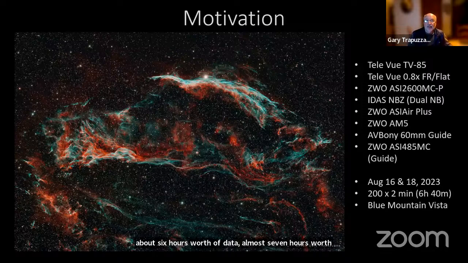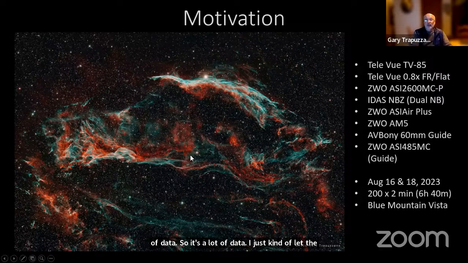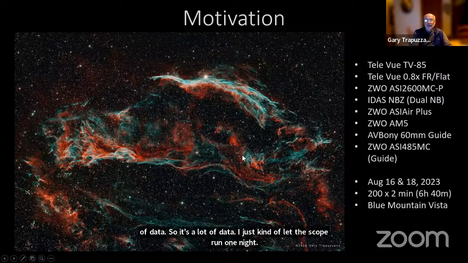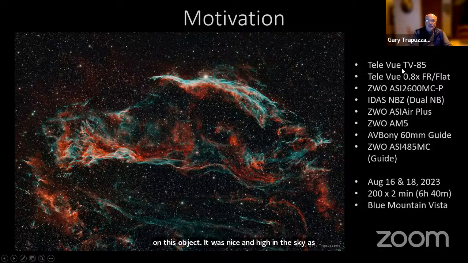So it's a lot of data. I just kind of let the scope run one night on this object. It was nice and high in the sky, as it typically is. And this is with my TV85 with the 0.8x focal reducer, the 2600 MC Pro, the cooled astronomical camera, APS-C format. And then the ASI Air Plus, the AM5, that mount I had just gotten back then, and then my guide scope. So this was done over 2 nights and about 6 hours worth of data.